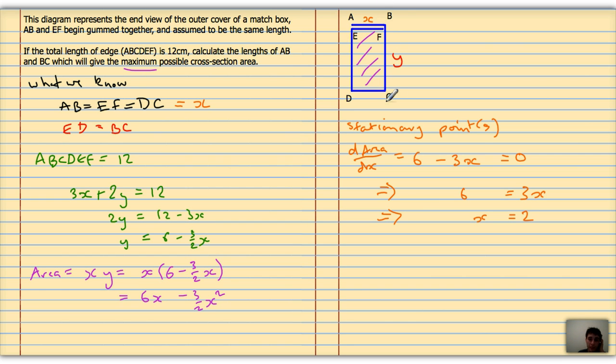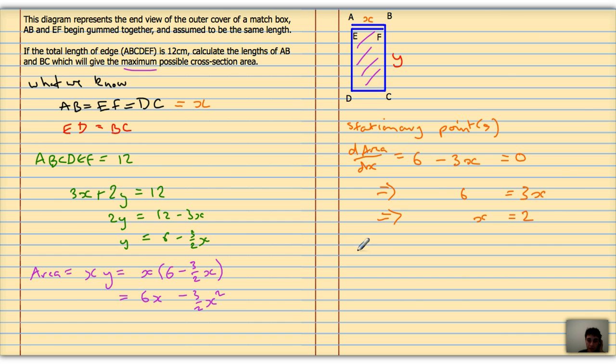It will also satisfy our initial condition, and our initial condition was that the total length would be 12. Good. Is that all of the question answered? So if the total length of the edge is 12 centimeters, calculate the length of AB and BC. So we haven't calculated the length. We have calculated the length of AB because we know that's 2. So now all that's left is to calculate the length of BC.